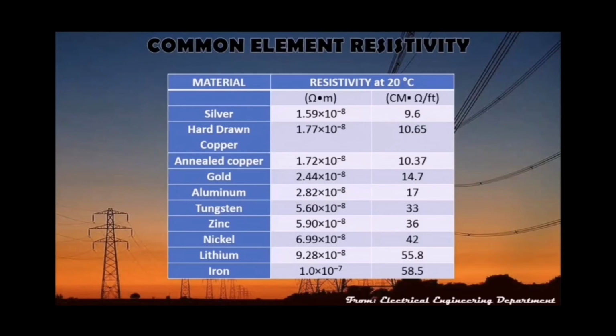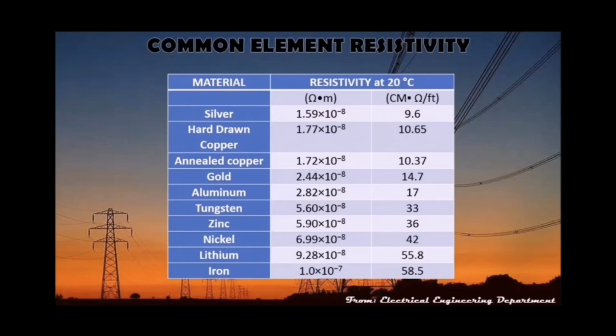Makikita naman natin dito, 1.59 times 10 raised to negative 8 yung silver. Tapos sa English, SI unit, 9.6. Sa copper naman 1.77. Dito talaga makikita natin na mientras mababa ang resistivity, napakagandang conductor. Pinakamababang resistivity diyan yung silver, sinusundan ng copper, annealed copper, gold. Isipin natin, maganda rin pala ng conductor yung gold, ano? Pang-apat pa siya. Next na tayo diyan.